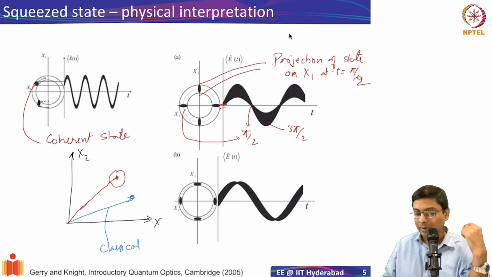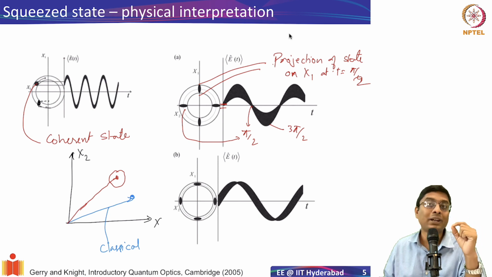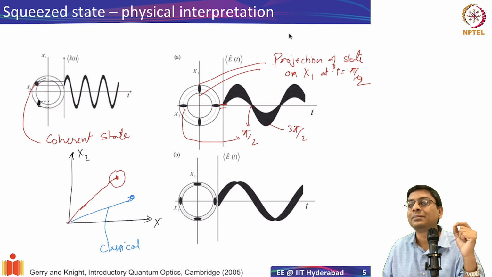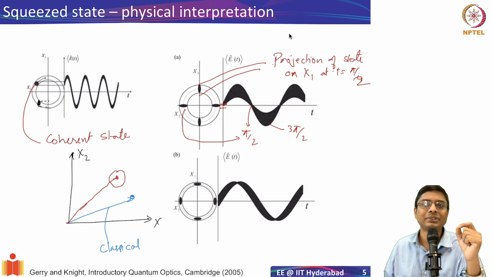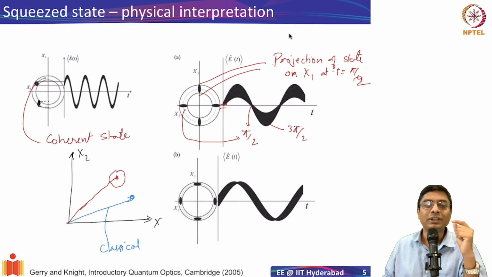So now, compared to a coherent state, my fluctuations in the electric field are actually time dependent. Okay? Got it? And what did we say this was?